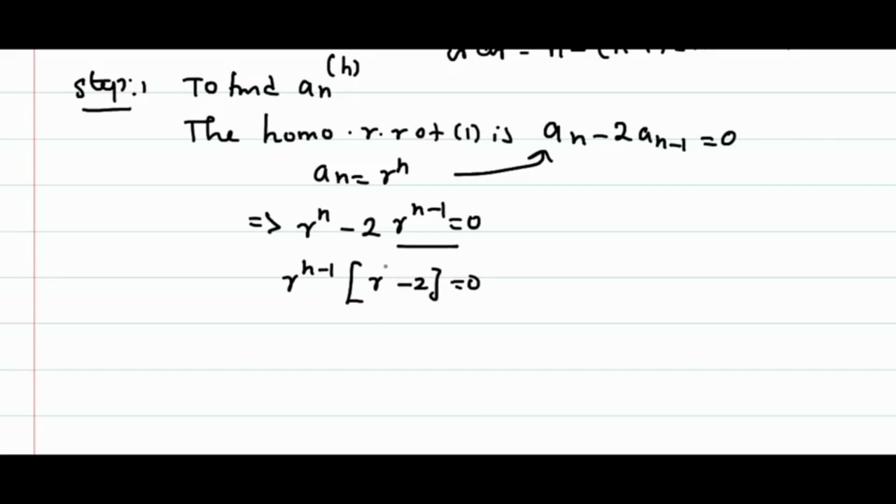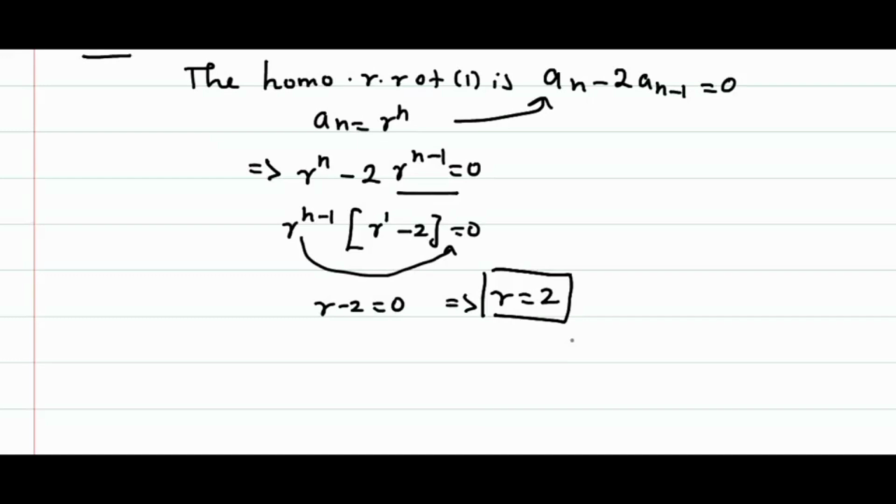If the base is the same, we can add powers. You get r power n, and here you get 2 into r power n minus 1 equals 0. So you bring this term to the right hand side. So we get r minus 2 equals 0. Therefore r equals 2. So this is called the root, which is a real number, and it is different only. Therefore, the root is real.